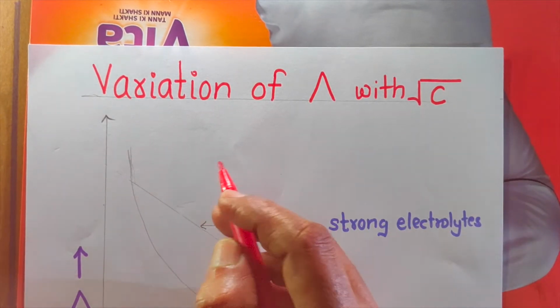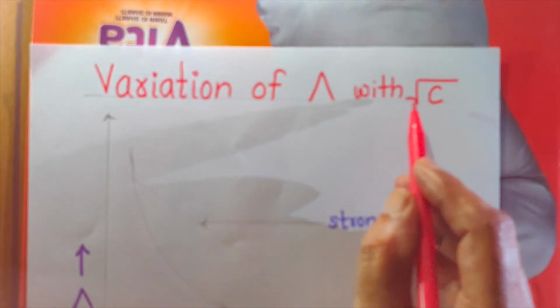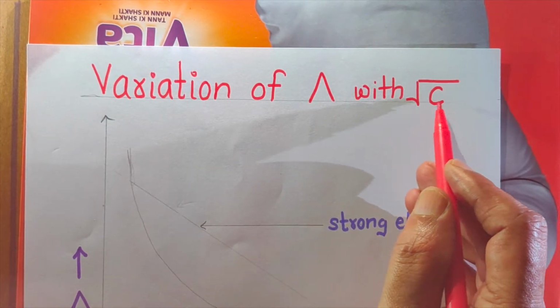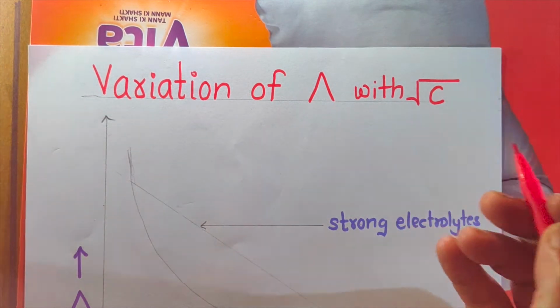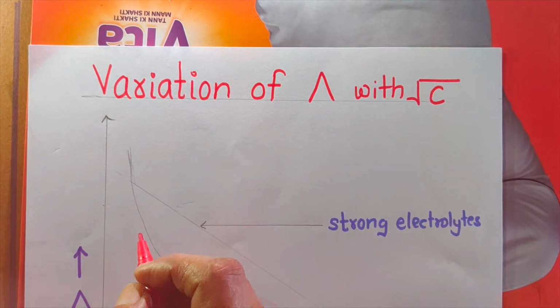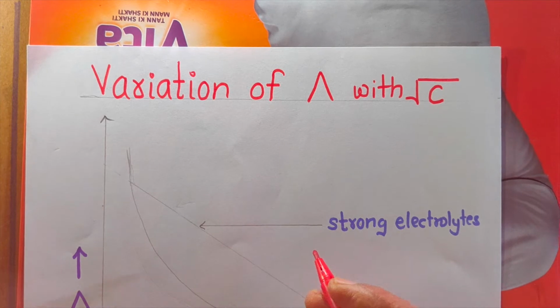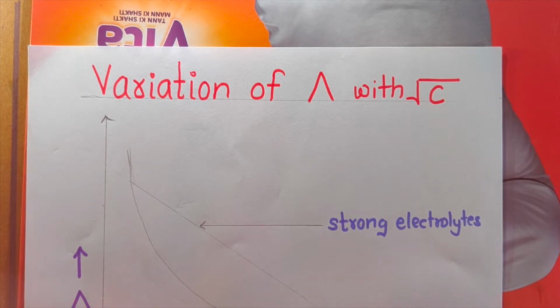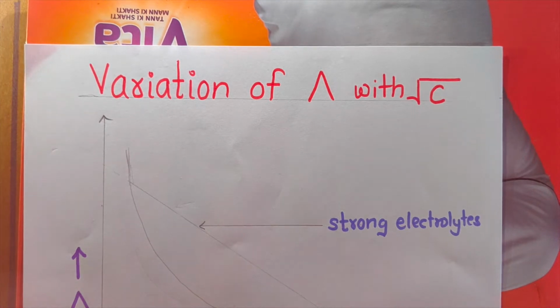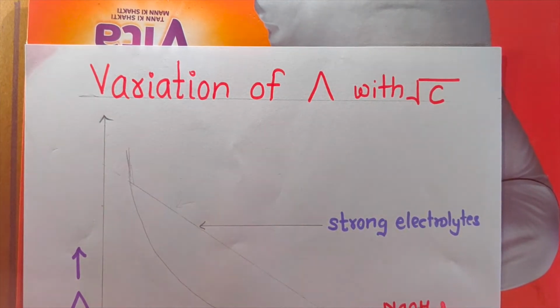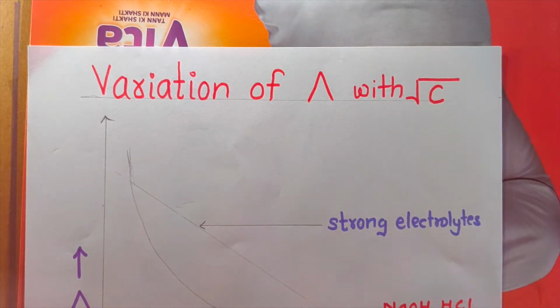Now we shall see how lambda varies with change in concentration, that is, with the square root of concentration. For strong electrolytes we shall see first, and then we shall consider the weak electrolytes. I explained that for strong electrolytes the value of molar conductivity increases rapidly. For example, suppose we have NaOH or HCl or KOH, which we have taken as strong electrolytes.